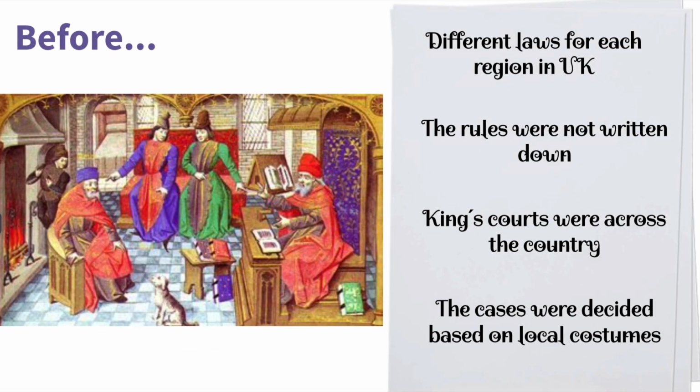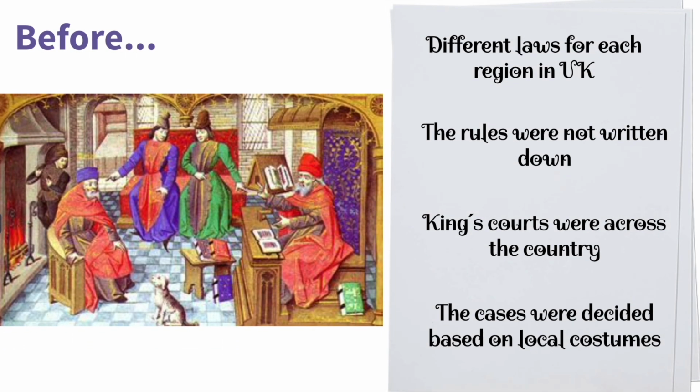So, at the beginning, there were different laws for each region across the UK. The rules were not written down, and judges were sent by the monarch to hold cases in the king's courts across the country. Therefore, the cases were decided based on local customs.